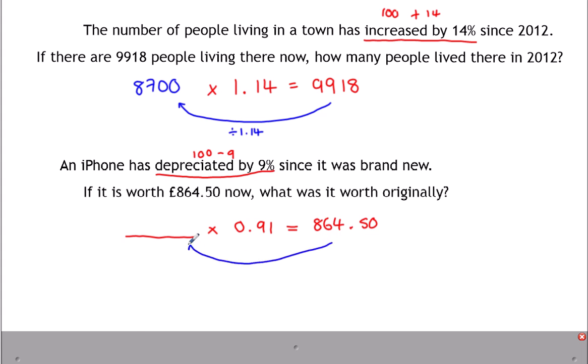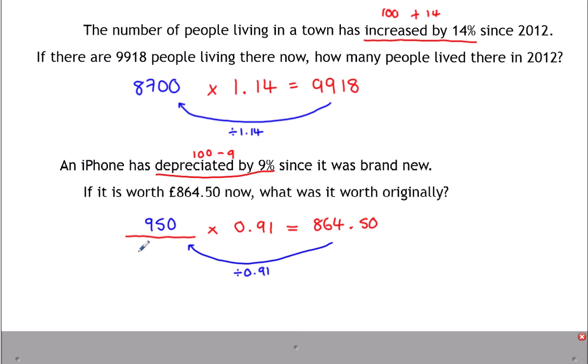So to go backwards then, now remember, we're not doing 1.09. You can't just add on 9%. Okay, you've got to do the opposite of taking away 9%. The opposite of taking away 9% is to divide by 0.91. You've got to use 0.91 because that's what the original multiplier was to make it go down. So you've got to use the same multiplier when you want to go back up. £864.50 then divided by 0.91, and it will get bigger because when you divide by something smaller than 1, your answer gets bigger, is £950.